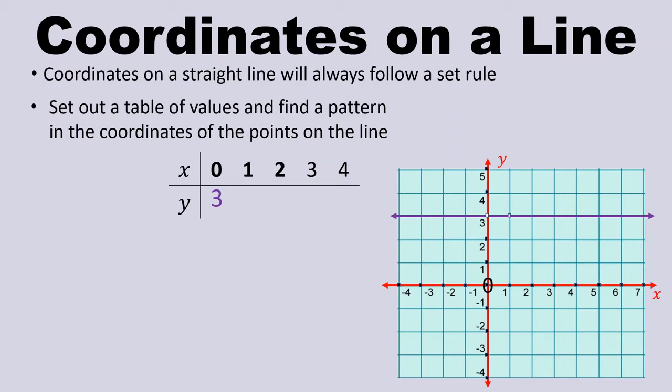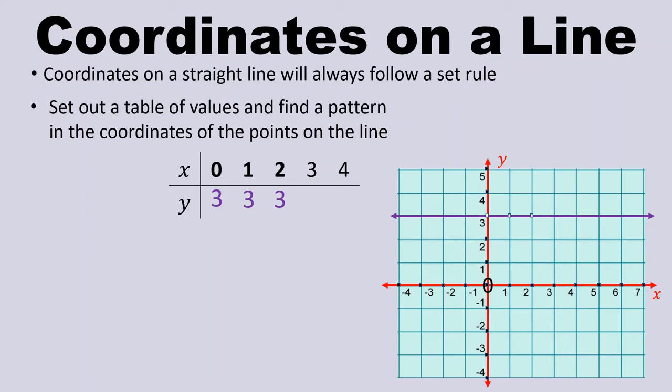This next point here is where x is equal to 1. I've walked across 1 from my origin, and I take the elevator up 3 floors. So that's the point 1, 3. For this next point here, I've walked across to house number 2, and I take the elevator up to floor number 3. That's the point 2, 3.